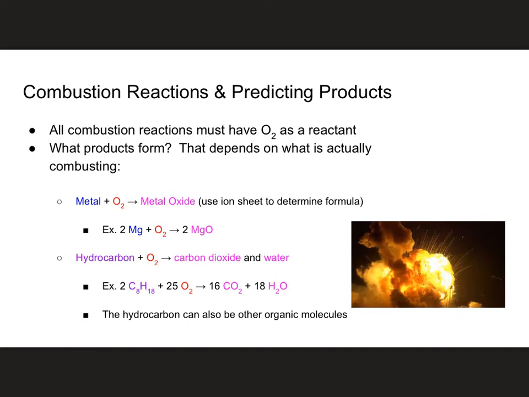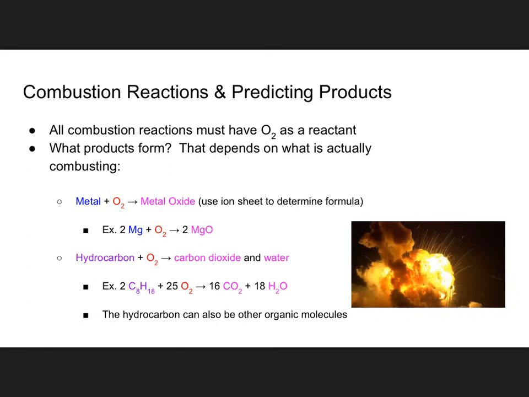All right, the second reaction we are going to cover today is combustion reactions. The goal is to also predict their products. These are pretty easy to identify and pretty easy to predict what is going to form, so it shouldn't take us too long to get through this. If you recall, all combustion reactions must have O2 as a reactant. In order for something to burn, it has to have oxygen, right?